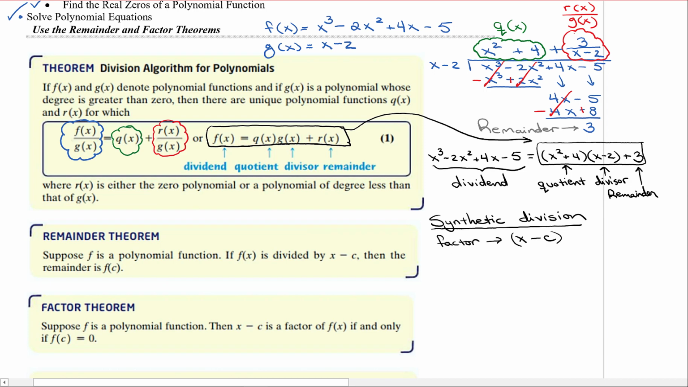Because when you use synthetic division, it has to be of the form x minus c in order to use synthetic division. So if I were to use this x minus 2, the c would just be the 2 part. So I would use this 2 as my c.